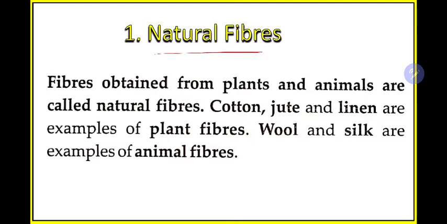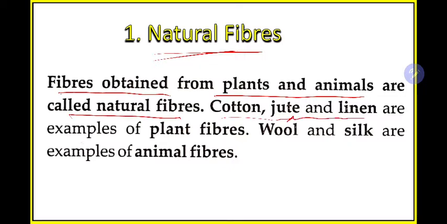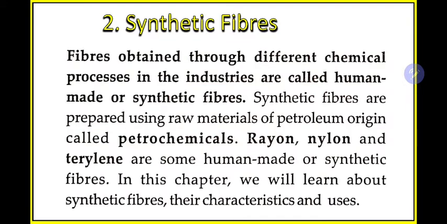So natural fibers already explained, I am still explaining. Fibers obtained from plants and animals are called natural fibers. Cotton, jute and linen are examples of plant fibers, and wool and silk are examples of animal fibers. Now what is synthetic? So mark this. From now we'll discuss everything about synthetic in this chapter.